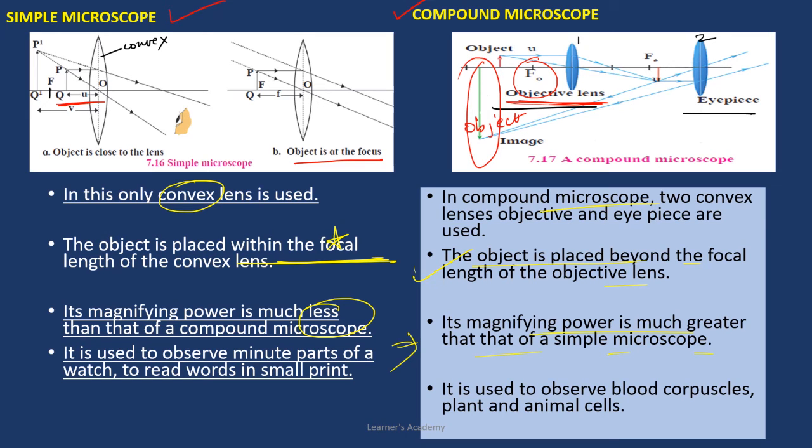Now the last point of difference is that a simple microscope is used to observe minute parts of watches and small objects, to read the words in small prints, whereas the compound microscope is used to observe blood corpuscles of plants and animals, alright, blood cells of animals, and it is used in the laboratory to check the blood samples.